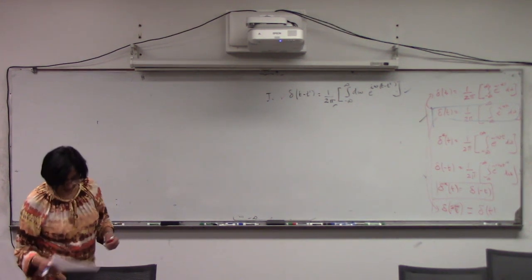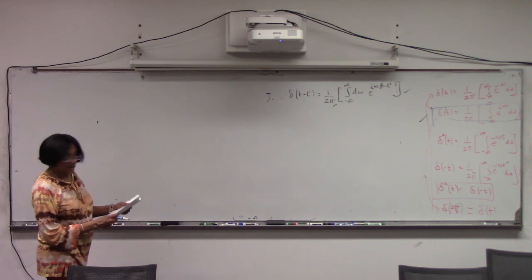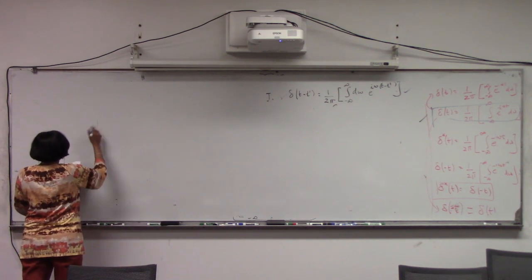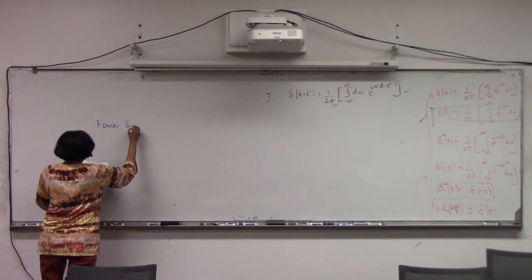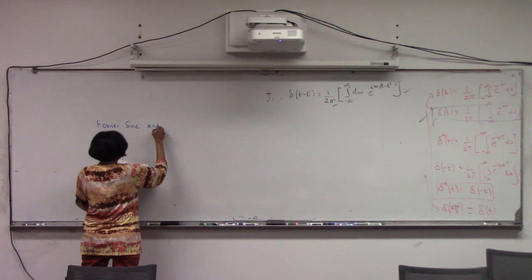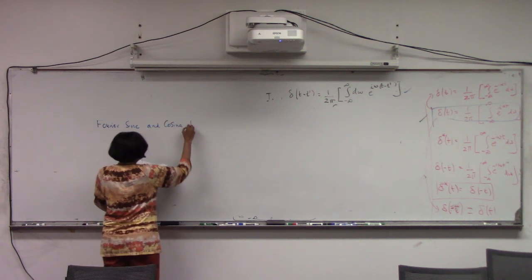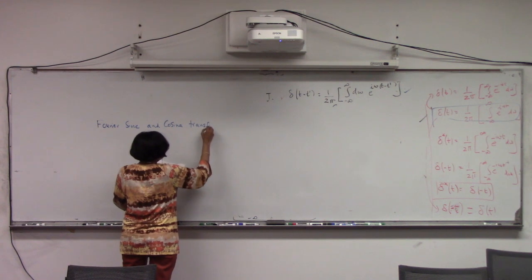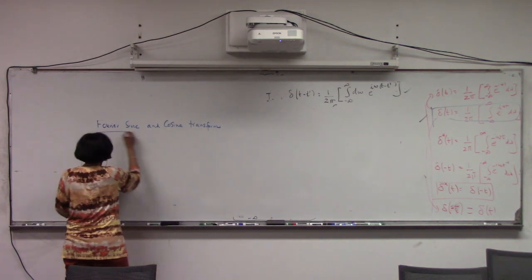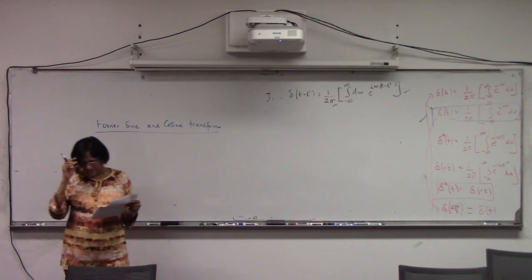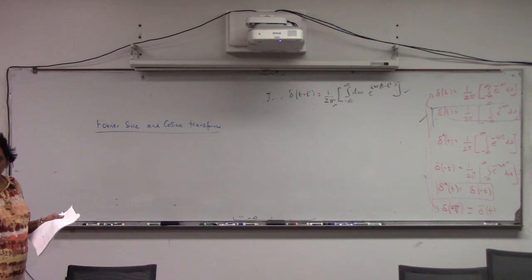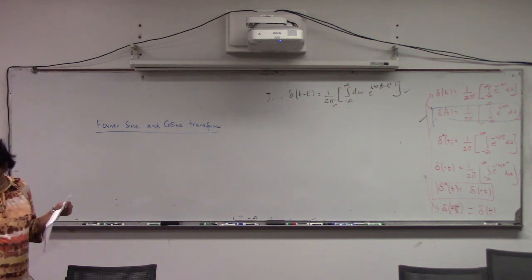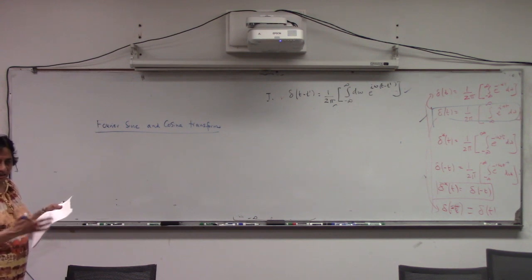Okay, let me talk about one more thing. Just as a Fourier series is a combination of sine and cosine series, but if a function is odd, we had only a Fourier sine series, and if it's even, we had only a Fourier cosine series. So similarly, we have Fourier sine and cosine transforms.